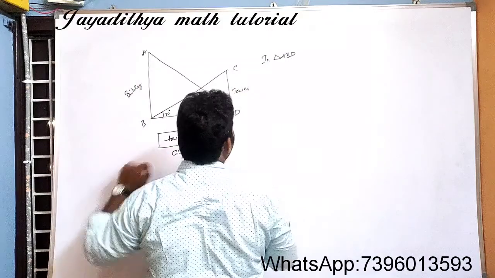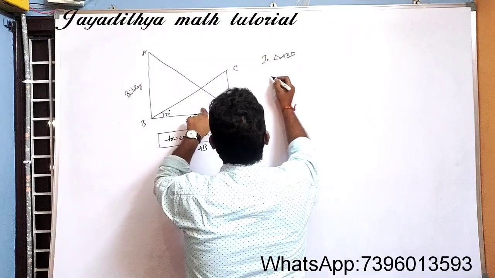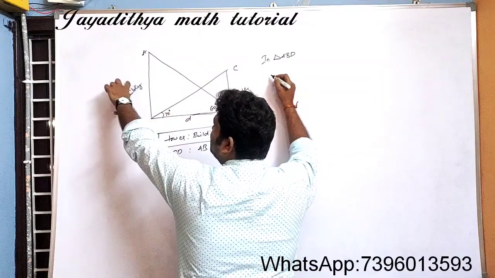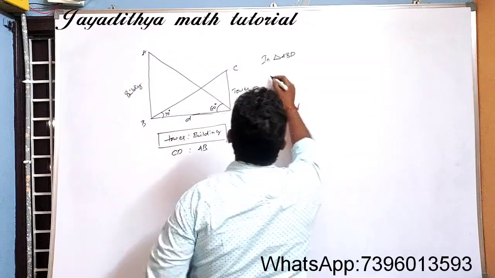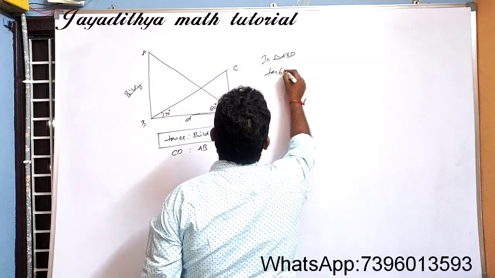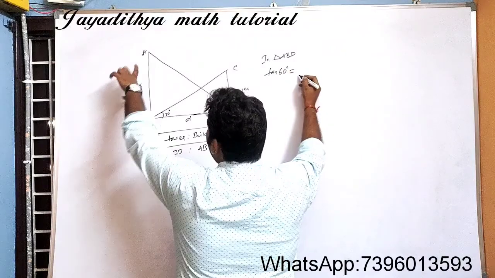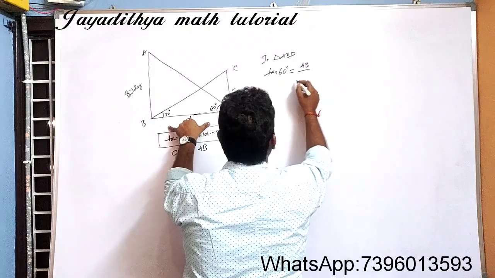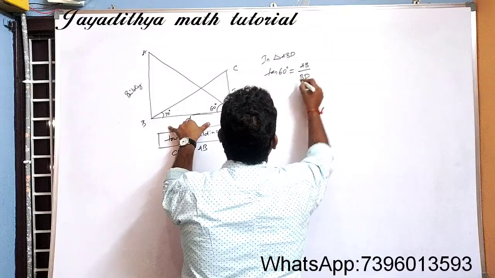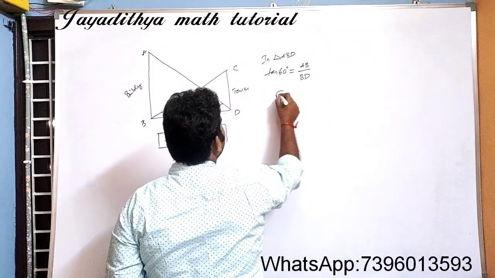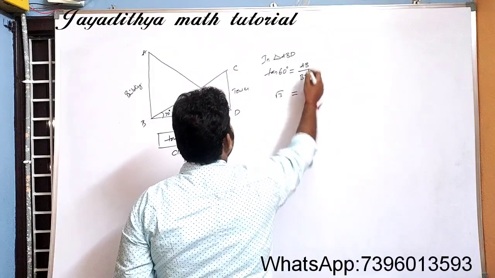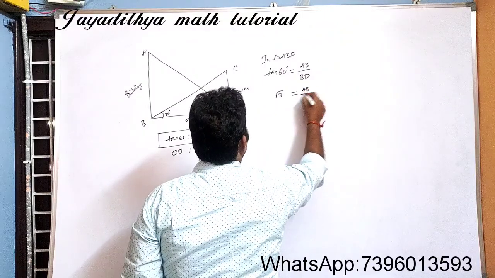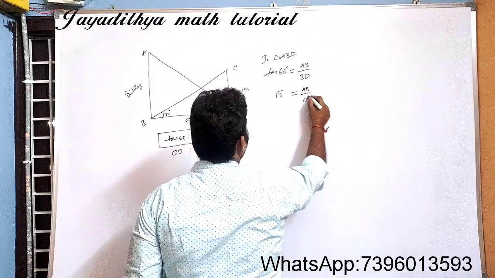Opposite, and this is adjacent, right? So here the angle is 60 degrees. In triangle ABD, the angle is 60 degrees, and we have the relation between opposite and adjacent side. So take the tan ratio, that is tan 60 is equal to opposite AB by adjacent, that is BD. So tan 60 is equal to root 3, which is equal to AB by BD. We have taken it as D.